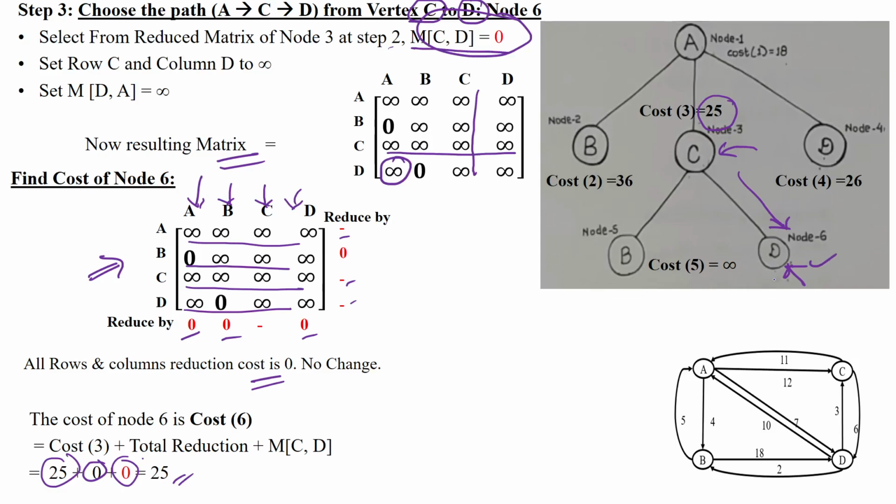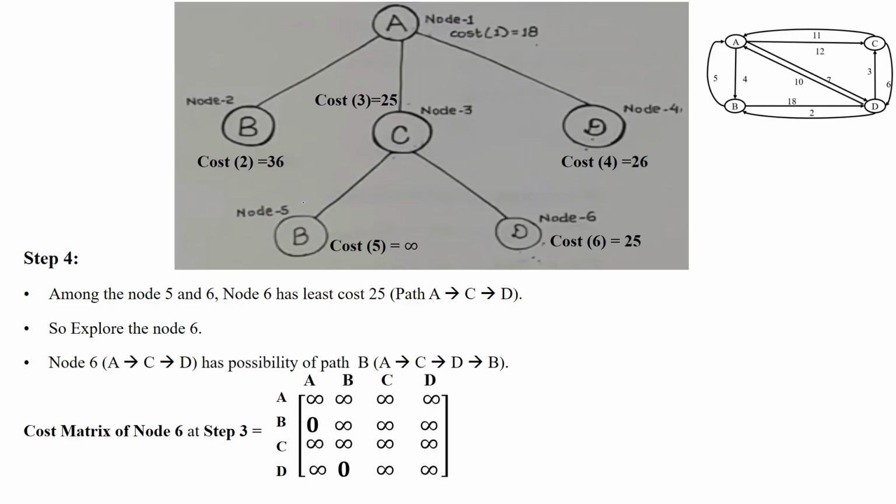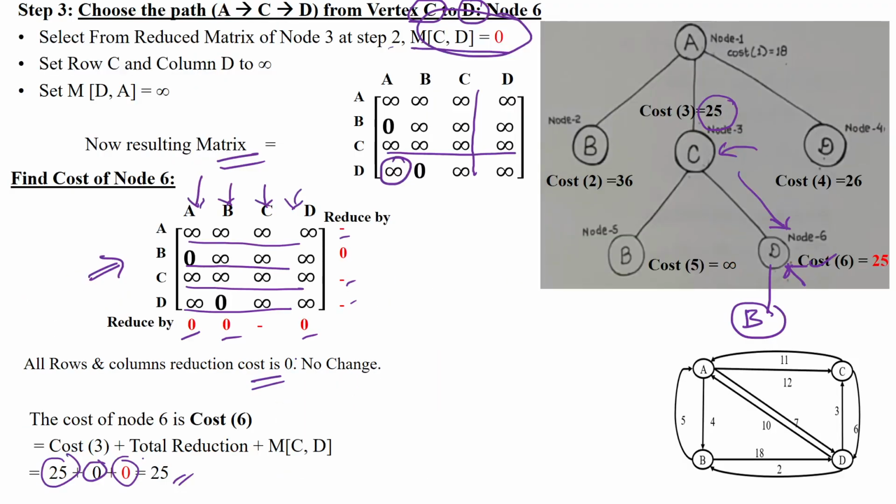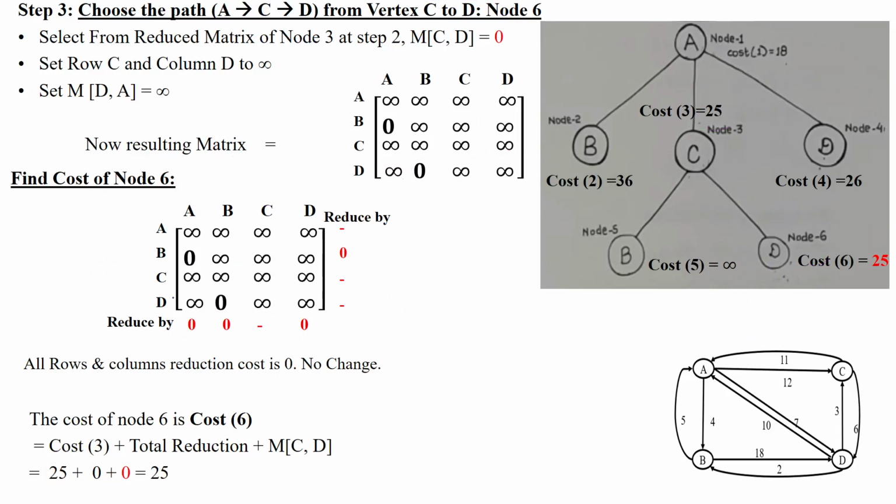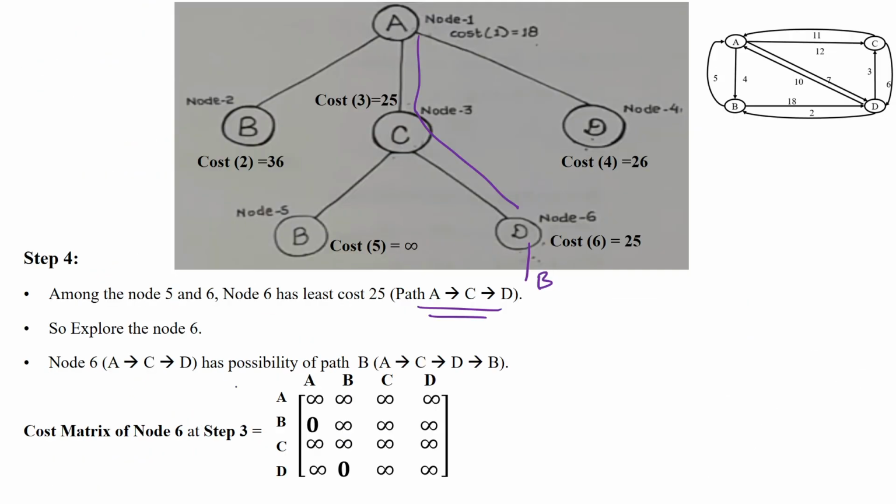Then from d, what is the other possibility? Only one possibility, that is b. So for this you have to calculate the cost next. Here we are going to calculate the cost for this b. We already reached from a to c to d. So after reaching that, the cost matrix that we have calculated here is the matrix we are going to use now. So this is the matrix related to d.